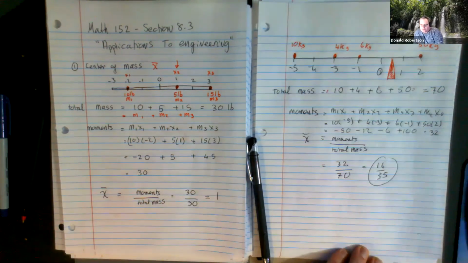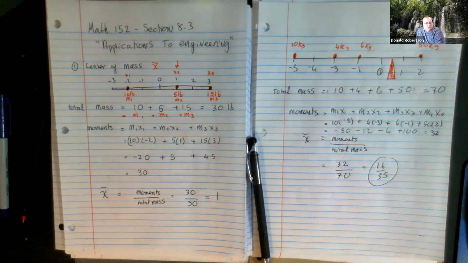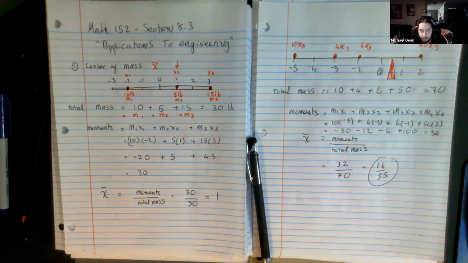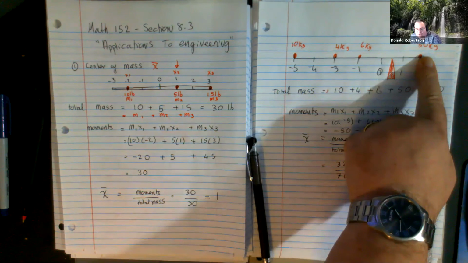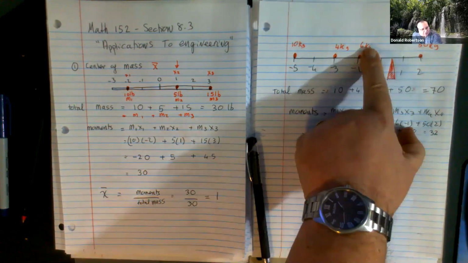Why do you think it's so far to the right? Because most of the weight is on the right. Yeah. In that big 50 kilograms, a lot more than all of these weights.